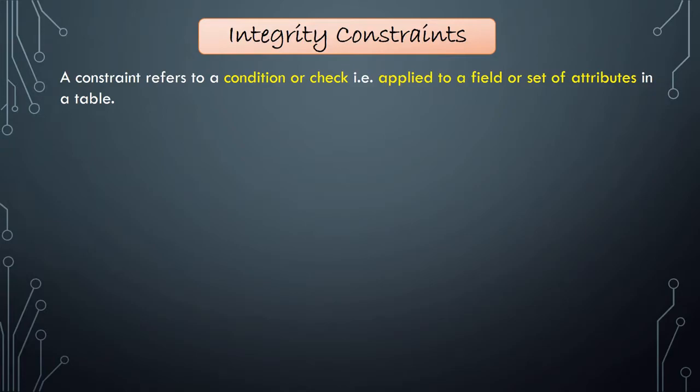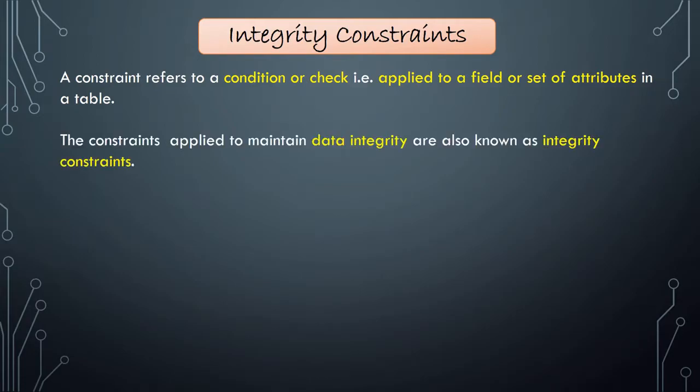A constraint refers to a condition. You can say it's a rule, or a condition to check. A constraint refers to a condition or check that is applied to a field or a set of attributes. We can apply it to single columns, or to a group of columns in our table. For maintaining data integrity, these are known as integrity constraints.